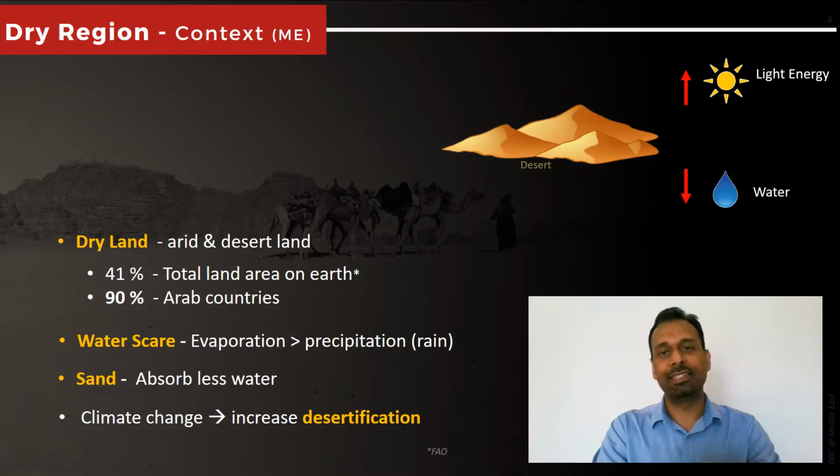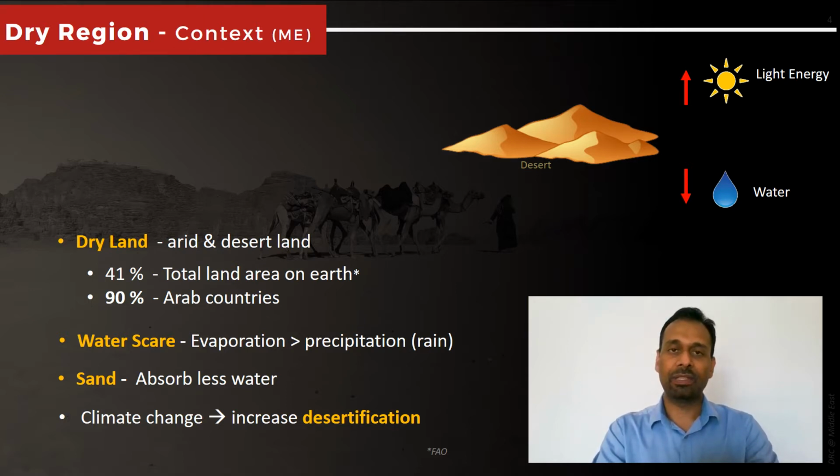The Middle East is mostly dry land. Dry land consists of either desert or arid land. Globally, around 41% of land area on Earth is considered dry land, and shockingly, around 90% of Arab land is considered dry land. So, mostly dry land is a water-scarce region because the rate of evaporation is much higher than the rate of precipitation or the annual rainfall in this region.